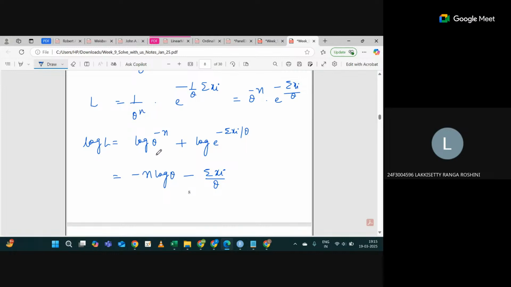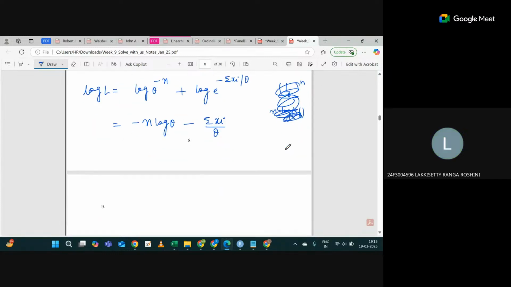If you are writing (1 by theta) raised to the power n, that means you are saying n log of 1 by theta. Again, log 1 is 0, minus n log theta, right? So this is the case. You know log with base e and e raised to the power something is nothing but x only, correct? The same property we have used here. So this is log of n.